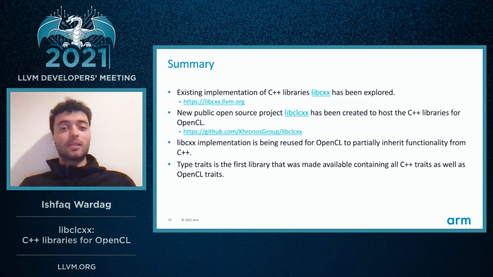So in summary, the existing implementation of C++ libraries, libcxx, has been explored, and now we have a public open source repository available on GitHub, and this has been created to host the C++ libraries for OpenCL project. And libcxx implementation is being reused for OpenCL to partially inherit functionality from C++. And the first library we worked on was a type trait library, and right now it contains all C++ type traits as well as some OpenCL type traits.